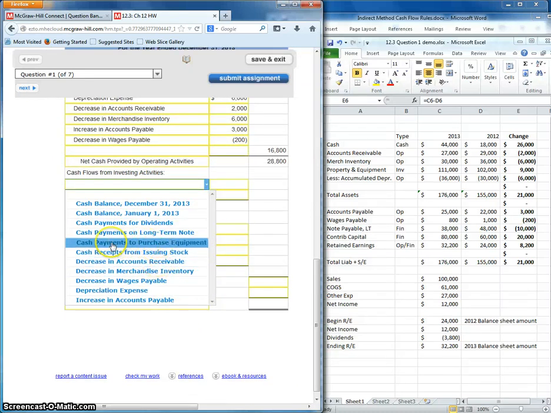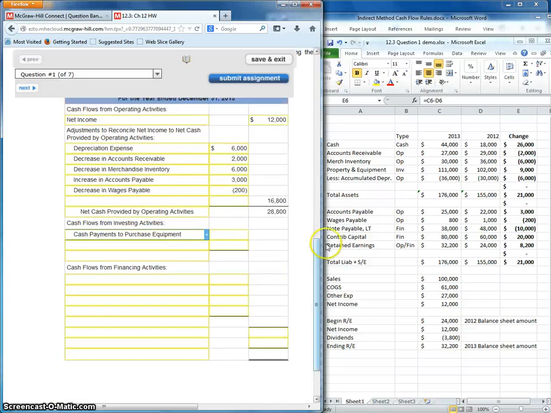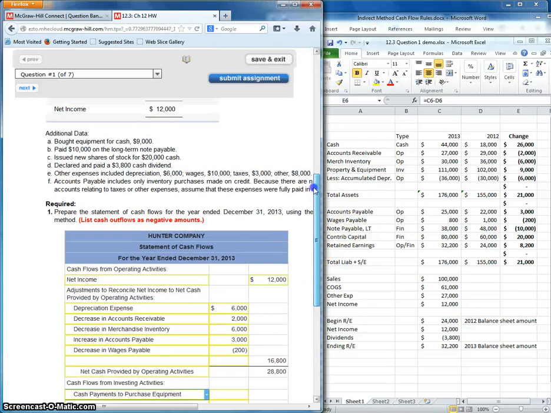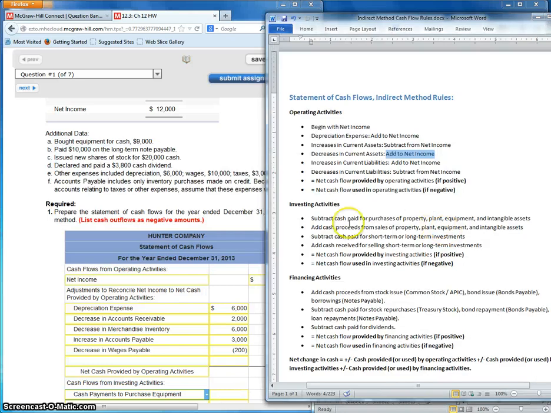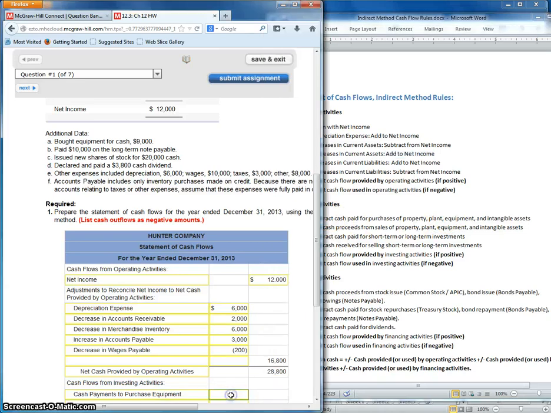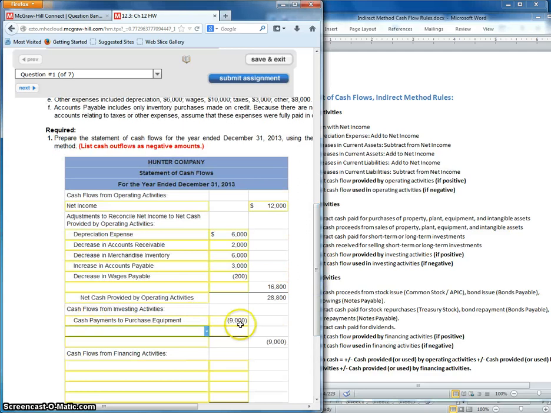So my cash payment was a cash payment to buy my equipment. How much did I pay? $9,000. Let's go to my rules. Any cash paid for purchases of property, plant, and equipment, I'm going to subtract. It makes sense. I paid the cash. I need to subtract it from my bank, from my cash balance. So that's going to be a negative amount. So anything you pay in here, you're going to make as a negative amount. Anything you sell, you'll have as a positive amount.